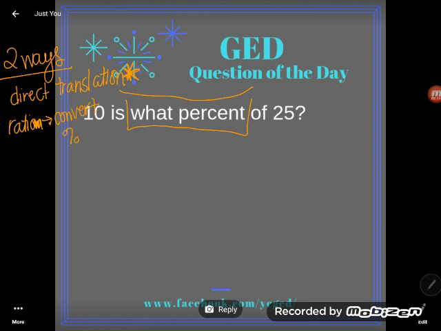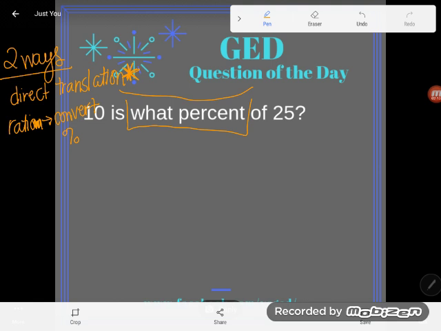Now, I'll get the same answer either way, and of course you won't have to do anything 2 ways on your test. You're welcome to take whichever one you prefer and run with it. But I'm teaching these 2 ways because they prepare you for more than one GED test problem, not just percentage problems. So to me, it's a good use of our time. So let's try direct translation first.